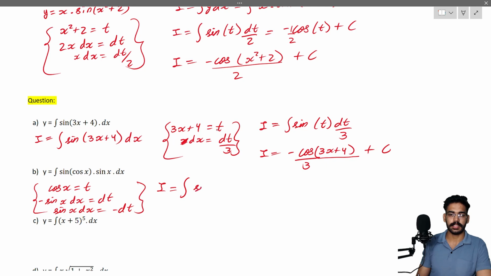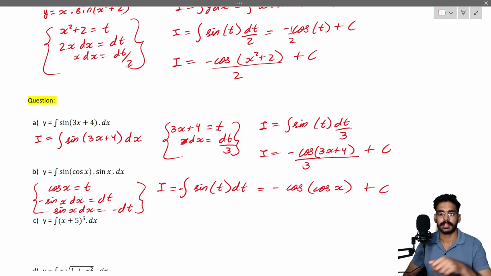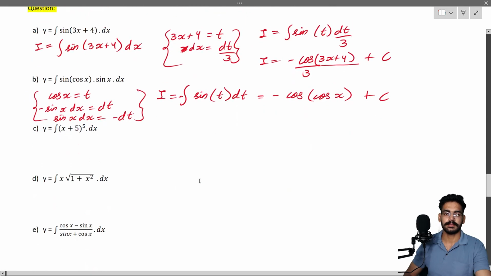Let's write down the integration I. I equals the integration of sine of cos x, I assume t, and sin x dx is minus dt. So I can keep the minus sign here, and dt. The integration of sin t again becomes minus cos t, so it's minus cos of t, and t we assumed as cos x. So minus cos of cos x plus c. This is your integration I. Now let's go for the next question.